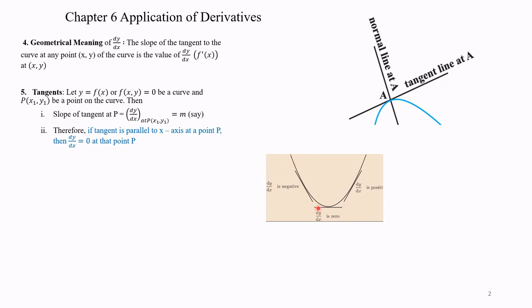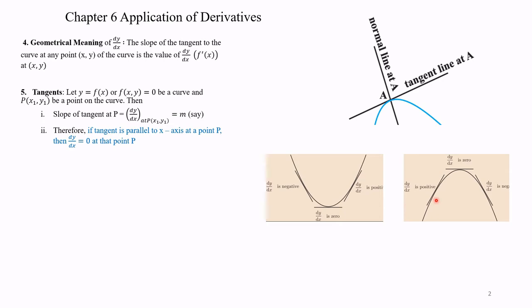Here this curve is of cup shape. You see dy by dx is decreasing here. So dy by dx is negative here, dy by dx is positive there, and at this point dy by dx is 0. So when dy by dx is 0, the tangent is parallel to the x-axis. Suppose we say that this is the x-axis. Since dy by dx is 0 here, this line is parallel to the x-axis.